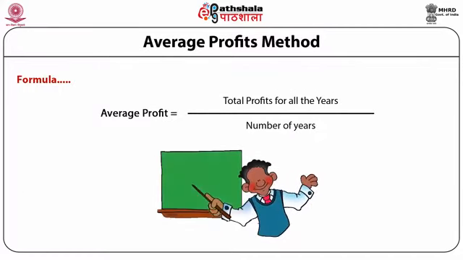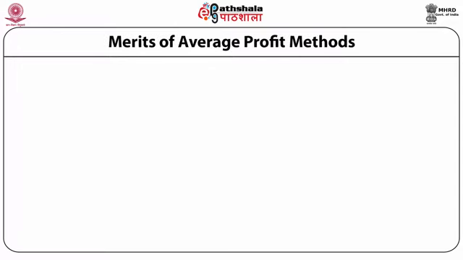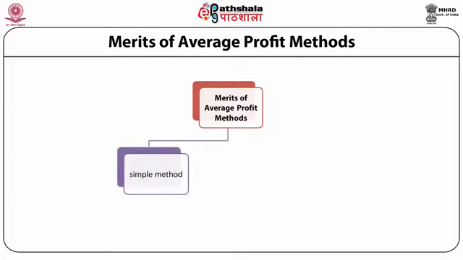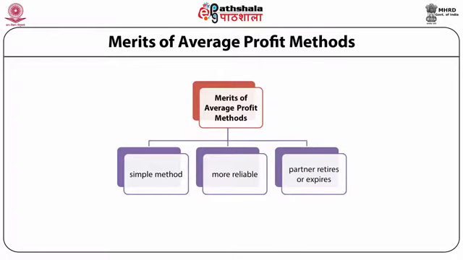In the present slide, the formula of average profit is given. It is calculated by dividing total profit for all years by the number of years. Now, what are the different merits of average profit method? This method is simple. It is easy to calculate goodwill under this method. Further, it is a more reliable method, and it is very suitable in case a partner retires or expires. These are the merits of the average profit method, given in this figure: this method is simple, reliable and suitable in cases when a partner retires or expires.